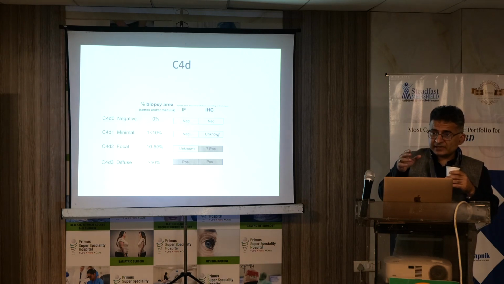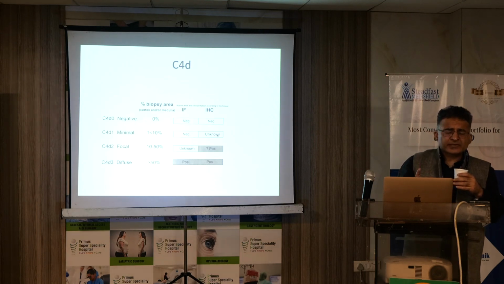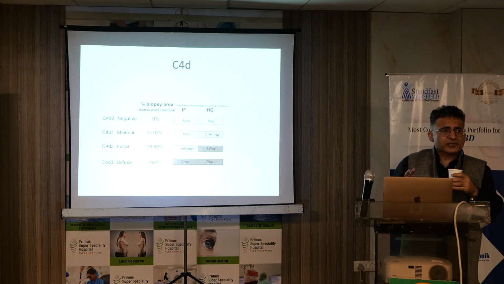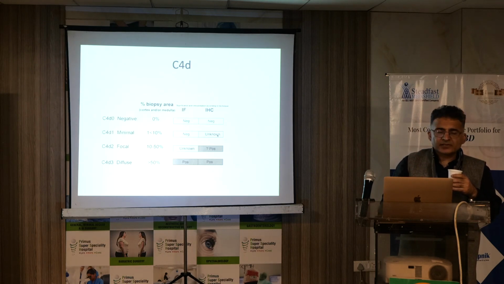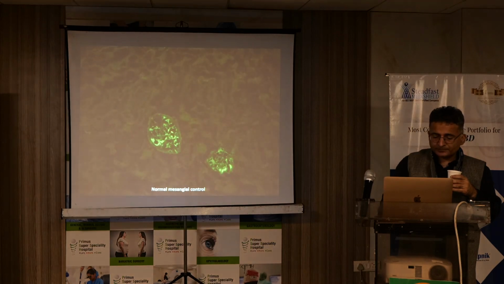When C4D first came, when this article came, it was unknown. But now it is said that if in immunohistochemistry even a single PTC is positive, you have to consider it as positive. But in immunofluorescence, if less than 10% of PTCs show staining, consider it as negative. It has to be more than 10% C4D staining in the peritubular capillaries to be labeled as positive. And diffuse is diffuse, that means more than 50%.